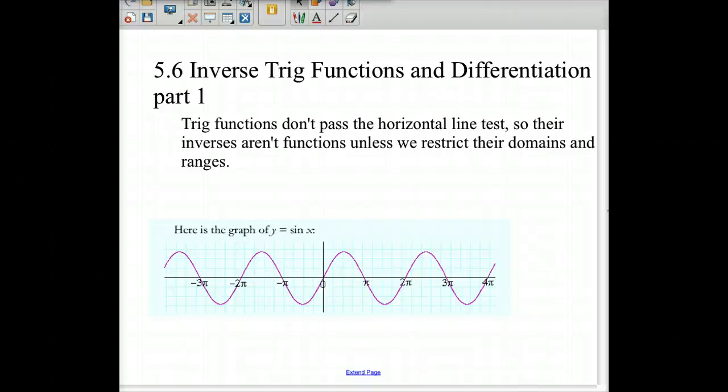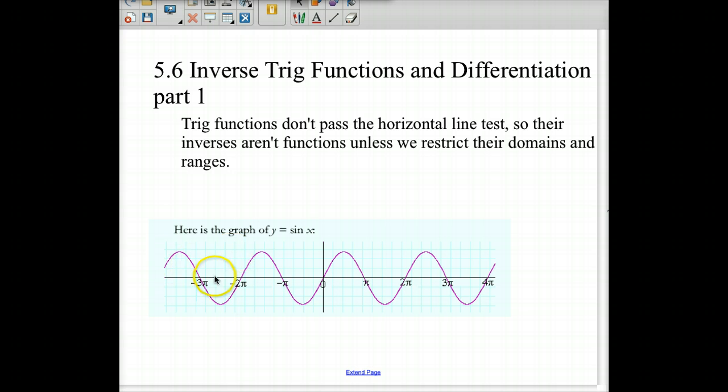Section 5.6, inverse trig functions, and then we're going to take the derivative of them. So start with trig functions. We know that most trig functions don't pass the horizontal line test, so that means that their inverses are not functions, unless we restrict their domains and their ranges.